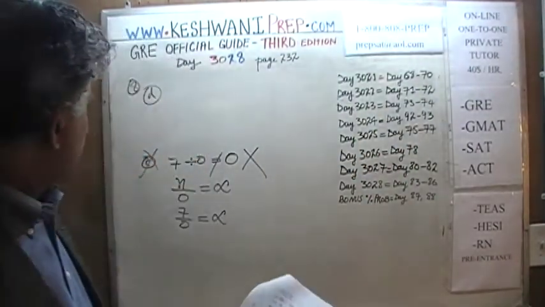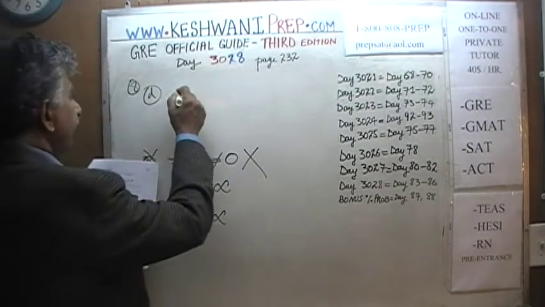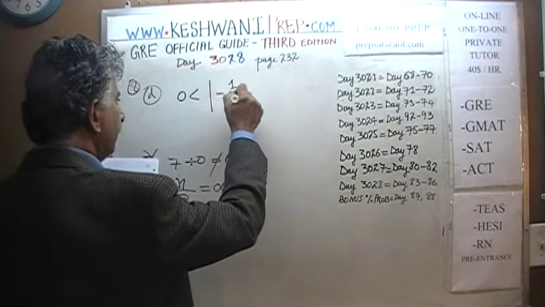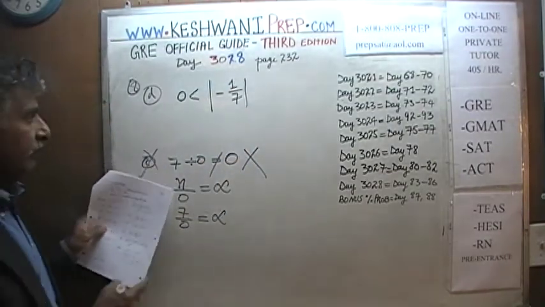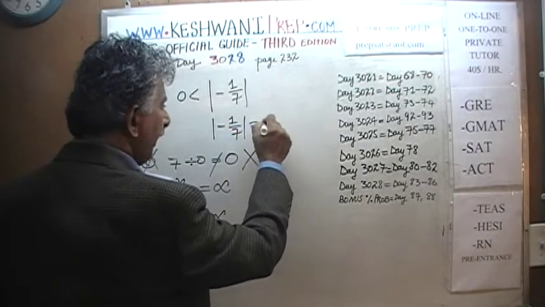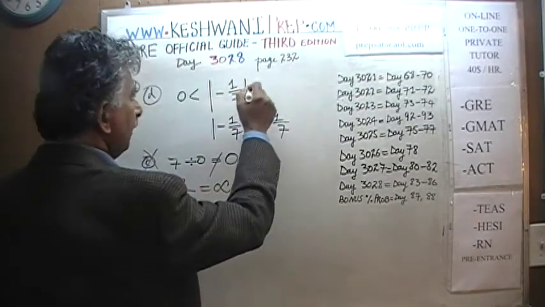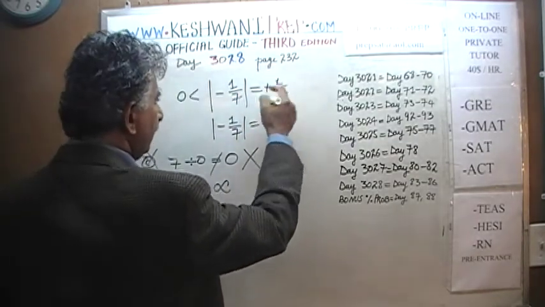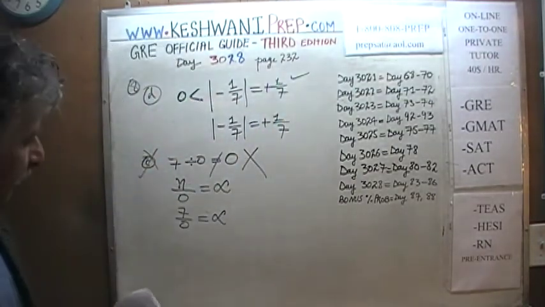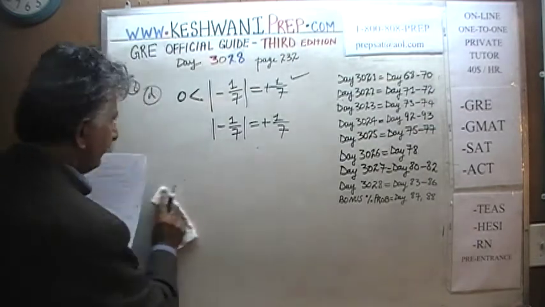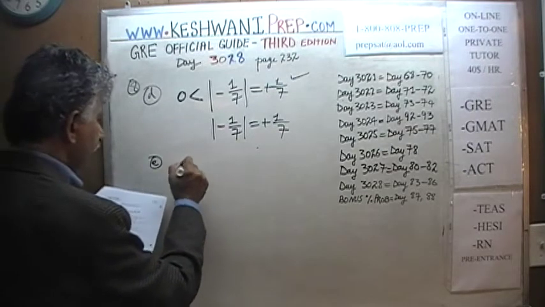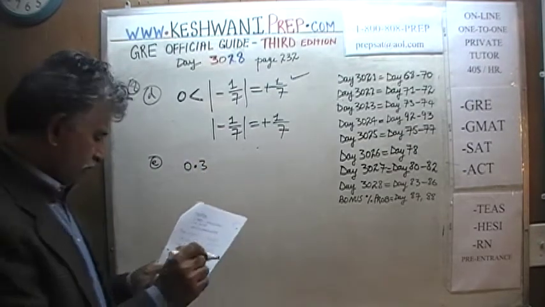D says that 0 is less than the absolute value of negative 1/7. And what's the absolute value of negative 1/7? The absolute value of negative 1/7 is positive 1/7. And of course, 0 is less than positive 1/7. That is correct.